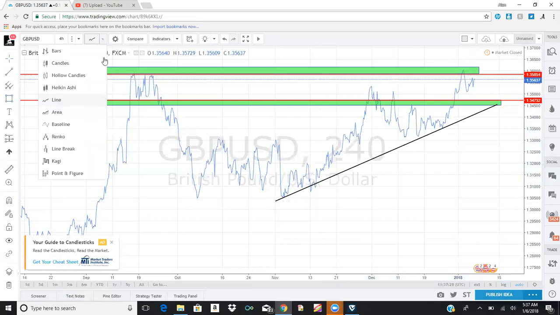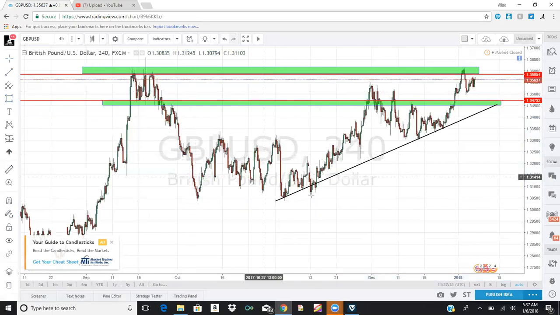Then we go back to the candles, right? And it's still very accurate. Just the wicks, the little lines, not the candlesticks, will show you where the market moved, not where the market opened and closed, but where it went.